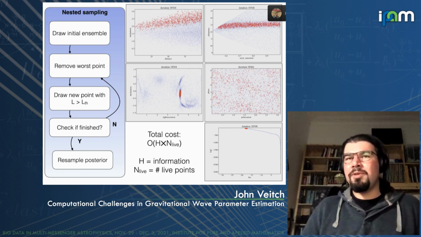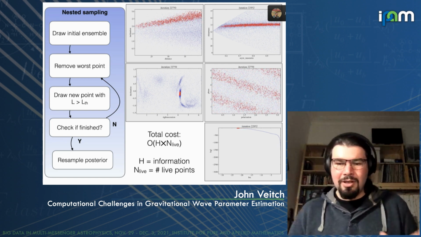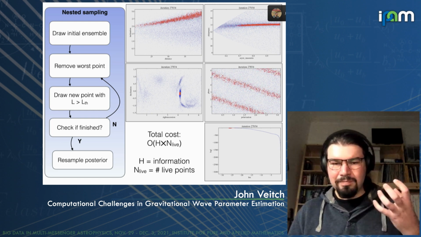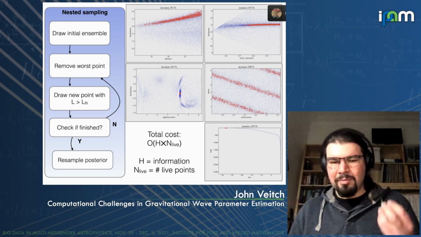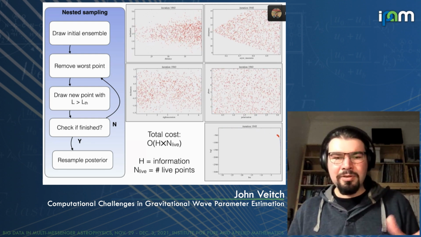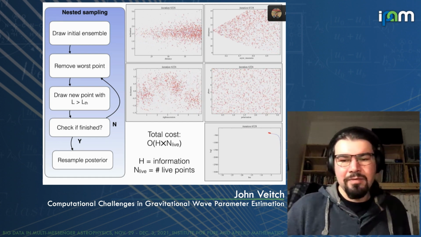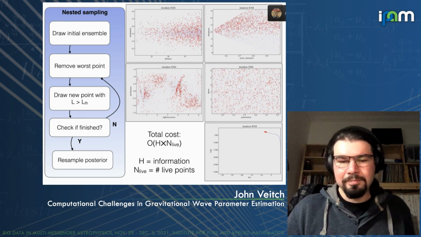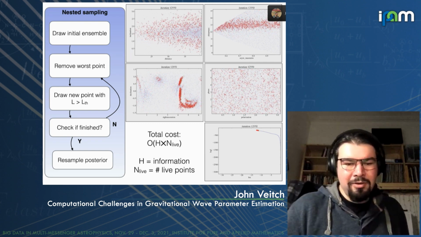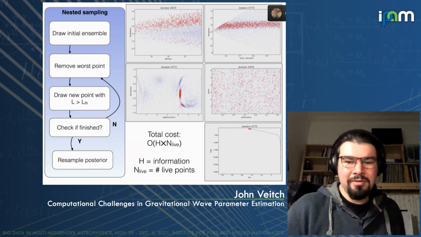So because the stereo is much narrower for a binary neutron star than it is for a binary black hole, that means that the probability is much more concentrated, and that means that the information H is a higher number. So you can compare that 30 for a binary black hole to maybe 40 for a binary neutron star. So if H is 30 or 40, then all you need to know is what n live is, and you'll get some idea of the number of iterations you have to run this.